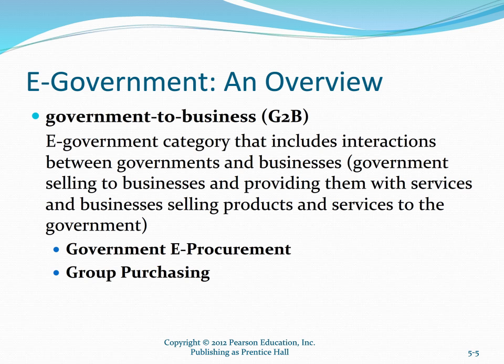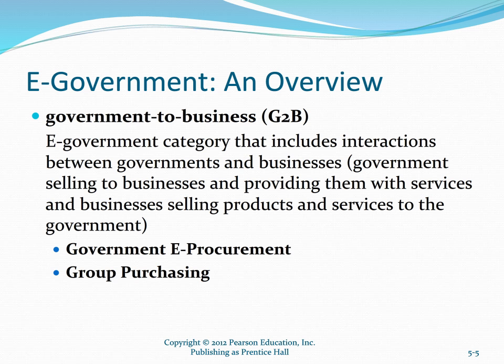Another subcategory of e-government is G2B, government to business, an e-government category that includes interactions between governments and businesses: governments selling to businesses and providing them with services, and businesses selling products and services to the government. There's a lot of interaction that goes on between government and businesses. Government needs supplies, much like businesses do. They need paper clips and cleaning supplies and raw materials and a lot of different things like that. In other cases, they're providing services to businesses. So there's that opportunity to take advantage of e-commerce technologies to streamline some of those interactions.